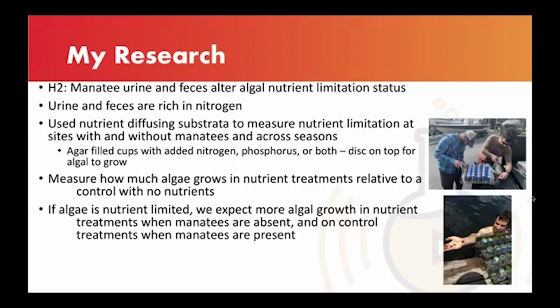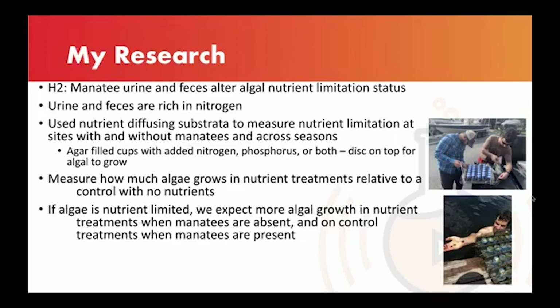And so what we did was we used nutrient diffusing substrata to measure nutrient limitation at sites with and without manatees and across seasons. I'm going to try to talk about these as clearly as possible. We have two pictures of what those look like on the far right. Basically, they are agar-filled cups with added nitrogen, phosphorus, or both. And we have placed a little disc on top of them.